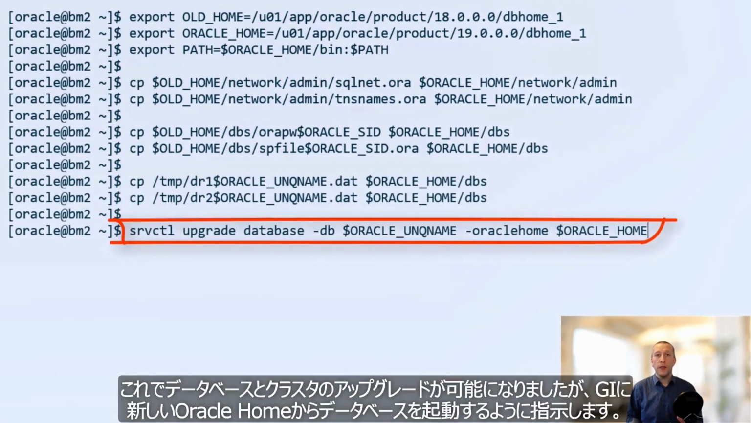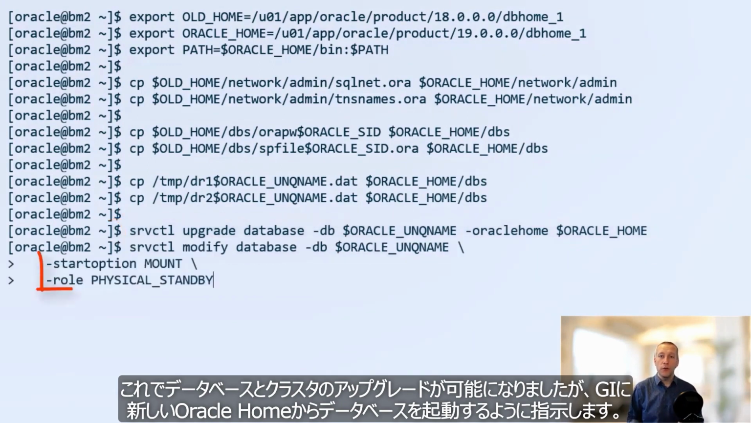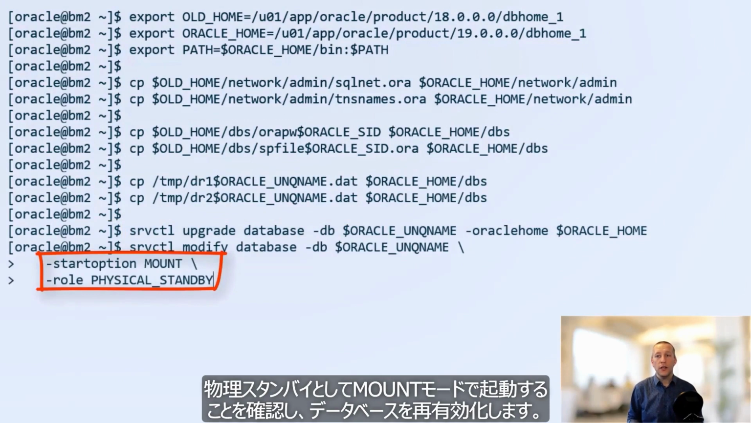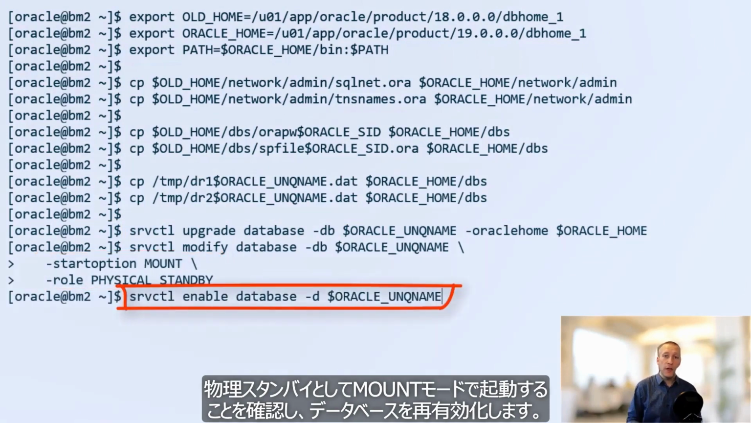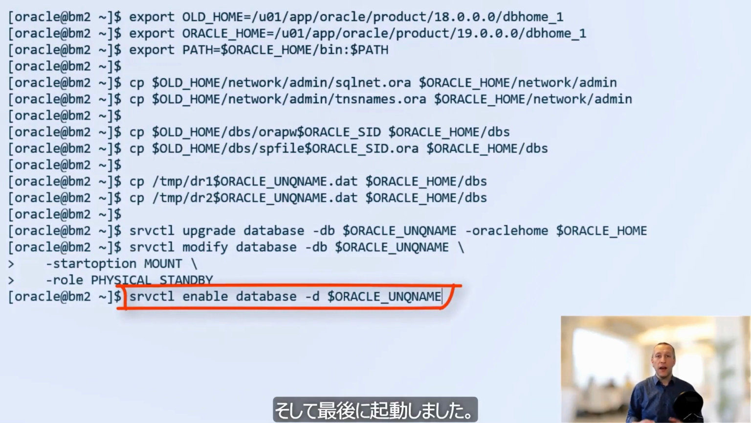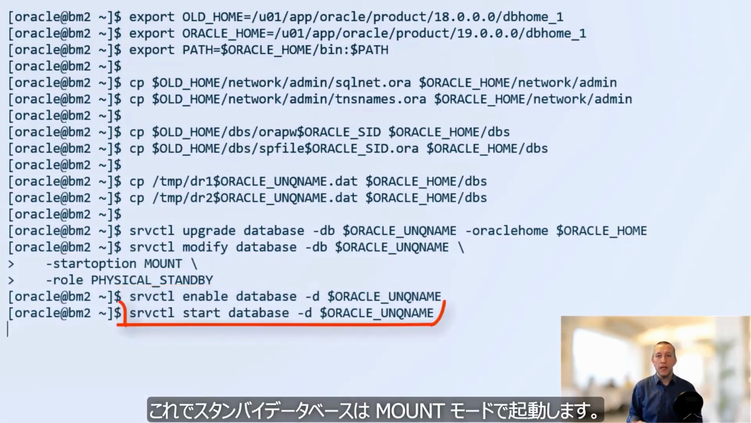Now I can upgrade the database in Clusterware. I tell GI to start the database from the new Oracle home. I ensure that it starts in mount mode as a physical standby. I re-enable the database, and finally I start it. The standby database will now start in mount mode.